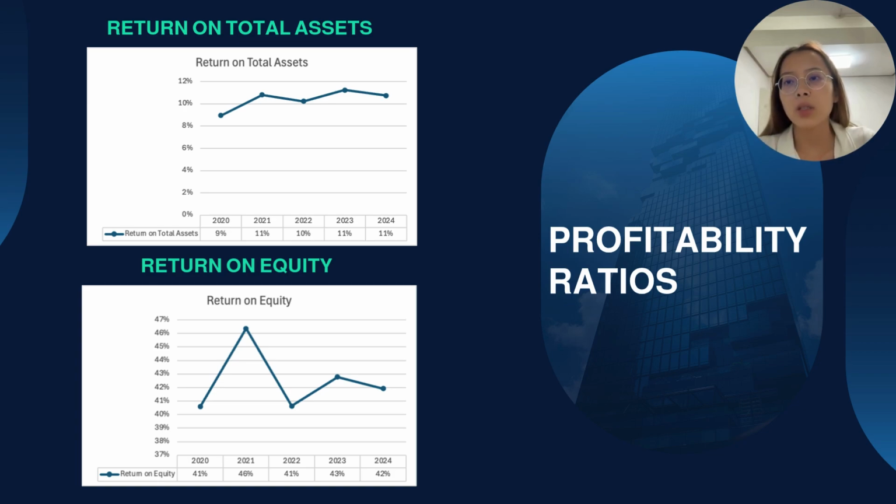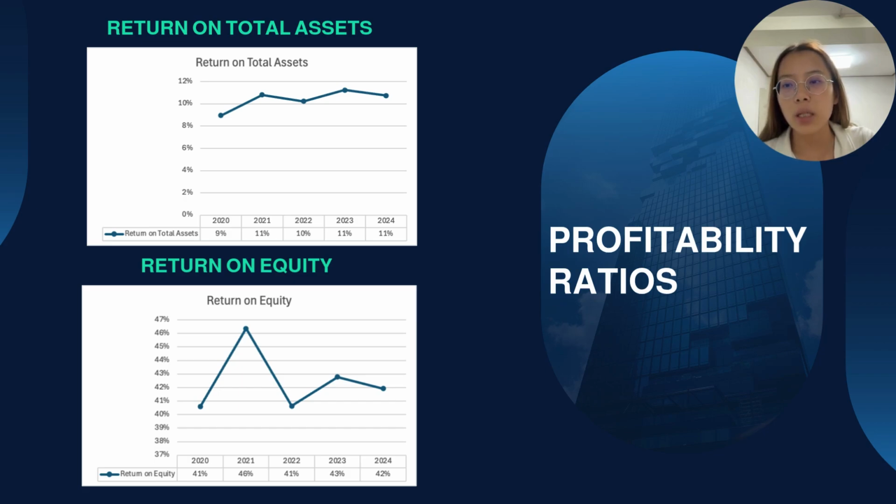Next is return on total assets. It indicates how efficiently the company used its assets to generate profit. The ROA has remained relatively stable and healthy, reflecting the constant returns generated from the company's asset base. It increased from 9% in 2020 to 11% in 2021 and maintained a range between 10% and 11% through 2024. This consistency indicates efficient asset utilization, suggesting that the company is managing its resources well to generate steady income, which is a positive sign for operational efficiency and management effectiveness.